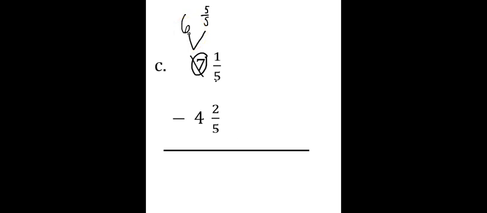I no longer have 7 wholes, I have 6 wholes and 5/5. I'm going to combine my fifths to show that now I have 6/5. That allows me to do the subtraction. 6/5 minus 2/5 is 4/5. And to subtract my whole numbers, I would subtract 6 minus 4, which is 2, for a final answer of 2 4/5.